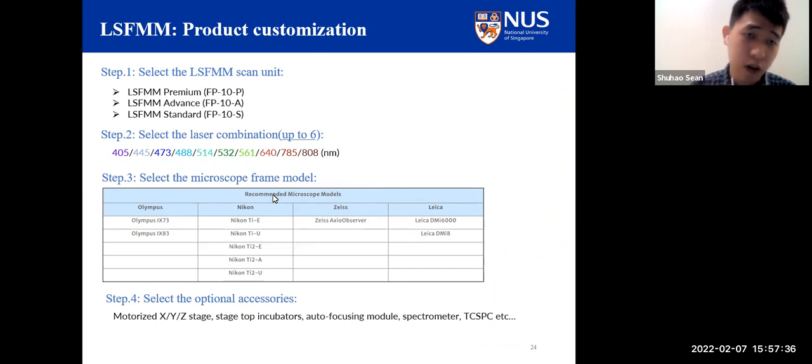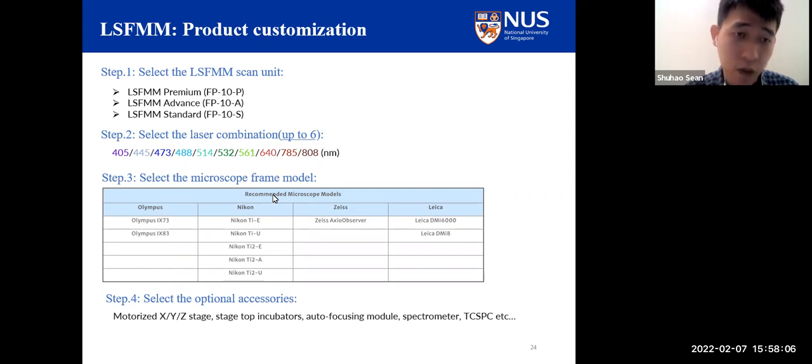And the customer can also customize their product based on our LSFM scan unit. Firstly, they choose which level of scan unit they want. Then we can select the laser combination for them, up to 6 lasers they can choose, from the violet lasers to the infrared lasers.